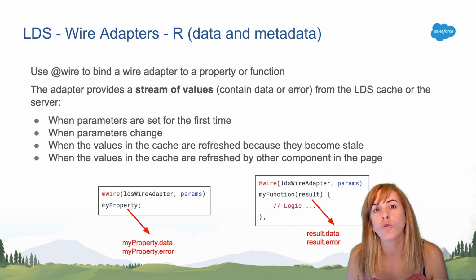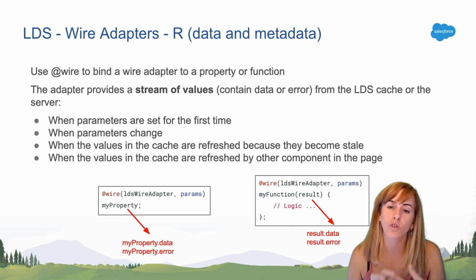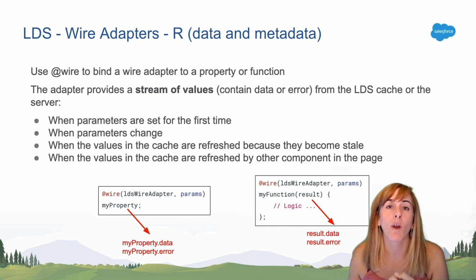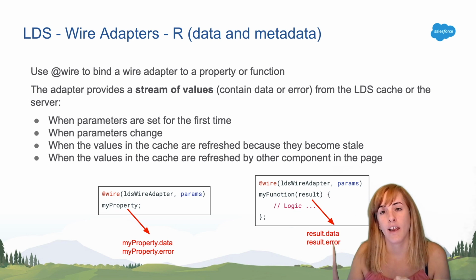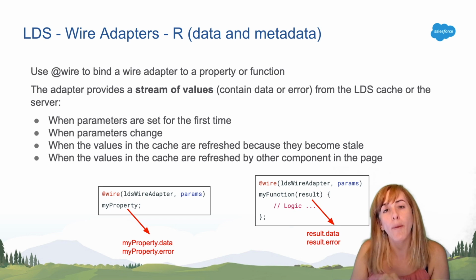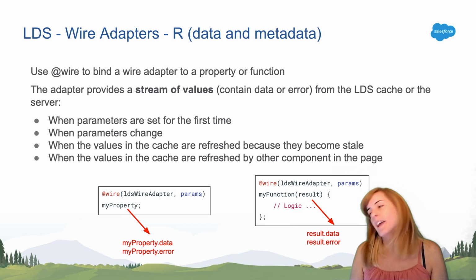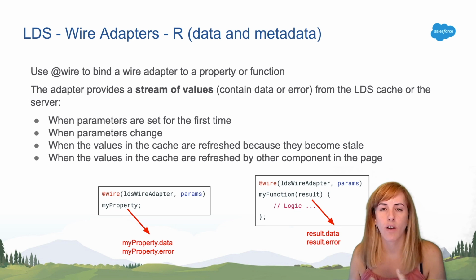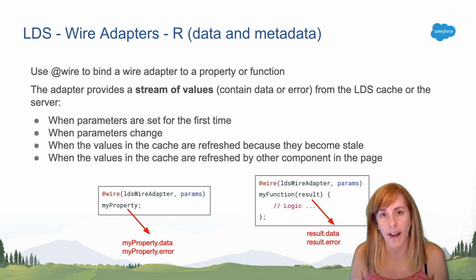But also, it's going to provide new values not only when I change things on my end, in my JavaScript file, but also when things change in the cache. So for example, if a record becomes stale in the cache and a new record needs to be retrieved, the adapter is going to provide that new value to your property as well. And in the case that we saw, the synchronization one, if another component in the page changes the value of that record that lives in the cache, then the adapter is going to provide again a new value to your property.